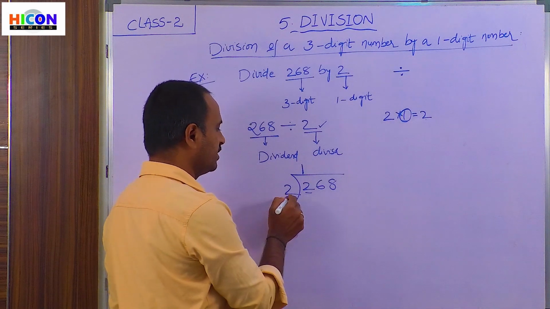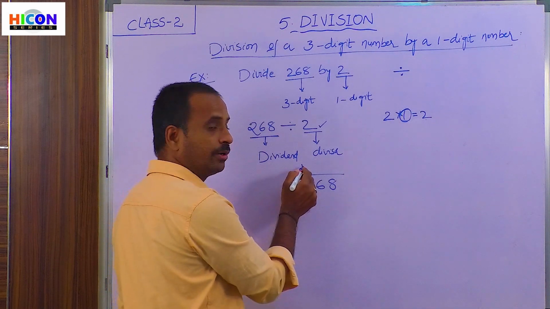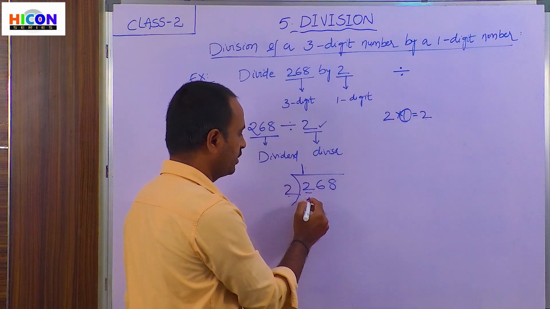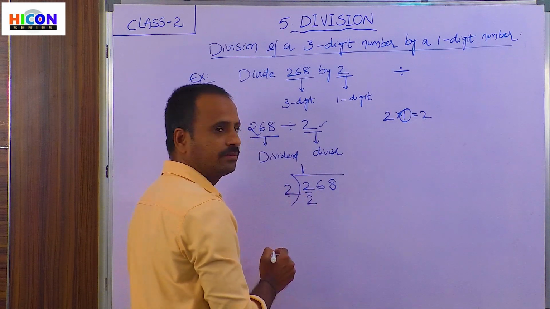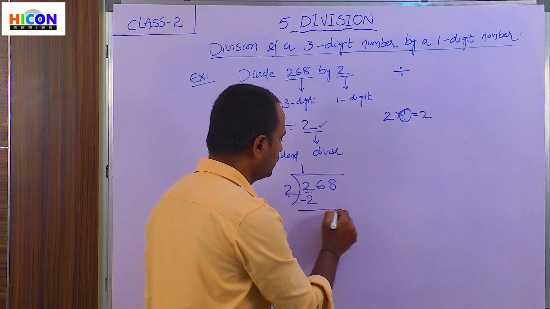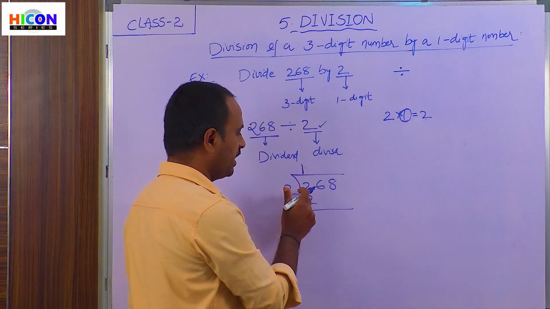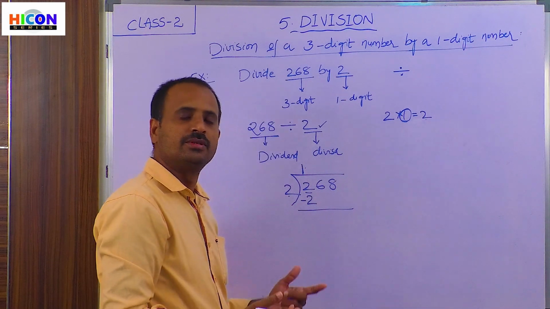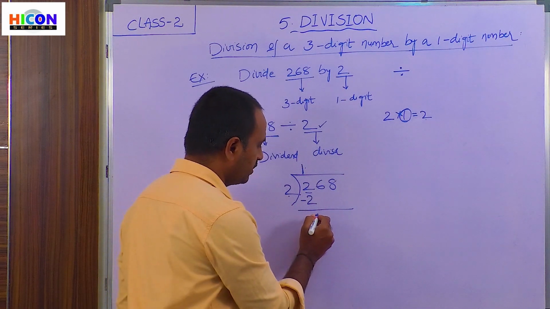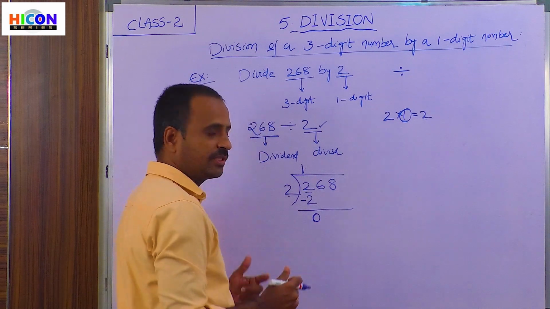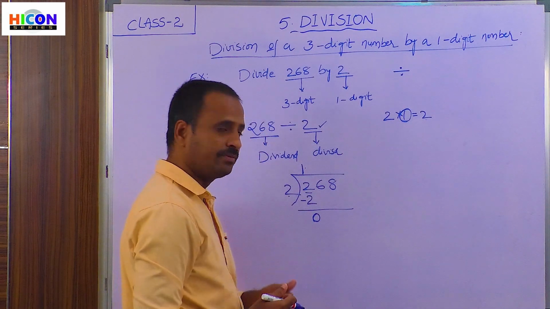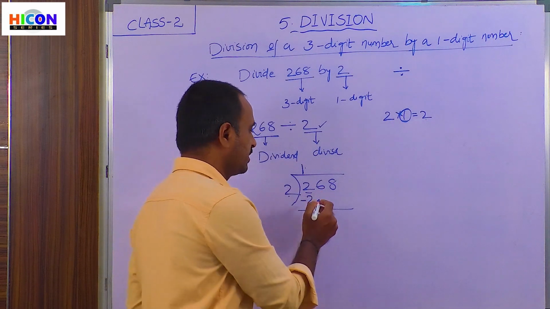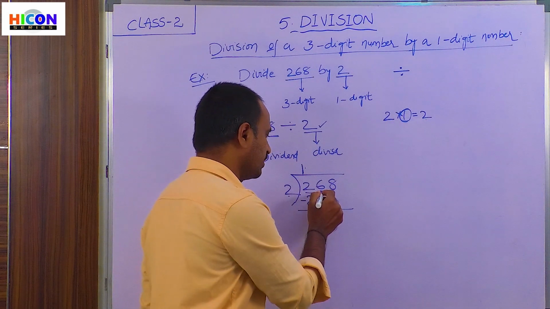Now multiply these two numbers, that is 2 into 1. 2 ones are 2. So write the product below the first digit. And now subtract these two digits. If you subtract 2 from 2, how much will you get? 2 minus 2 is 0. So write 0 here. So children, the first digit is completed. Now bring down the second digit. What is the second digit here? 6 is the second digit. So bring down the second digit.